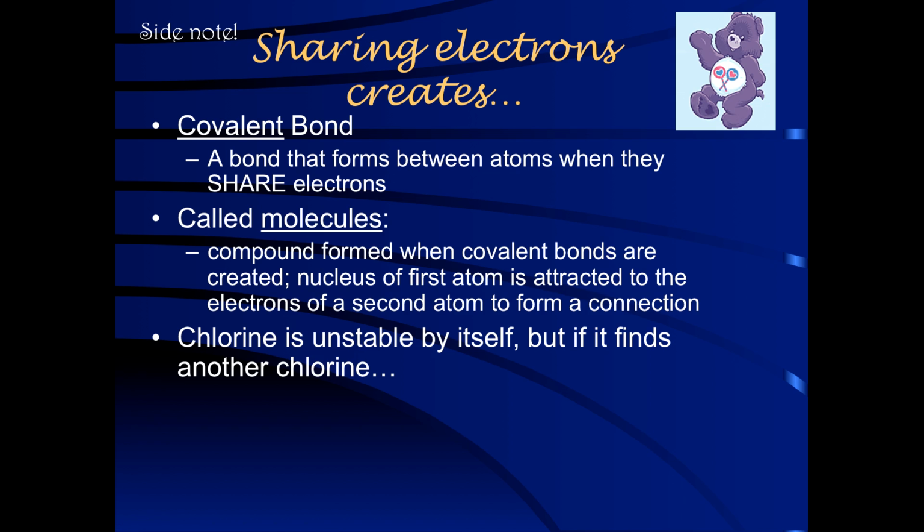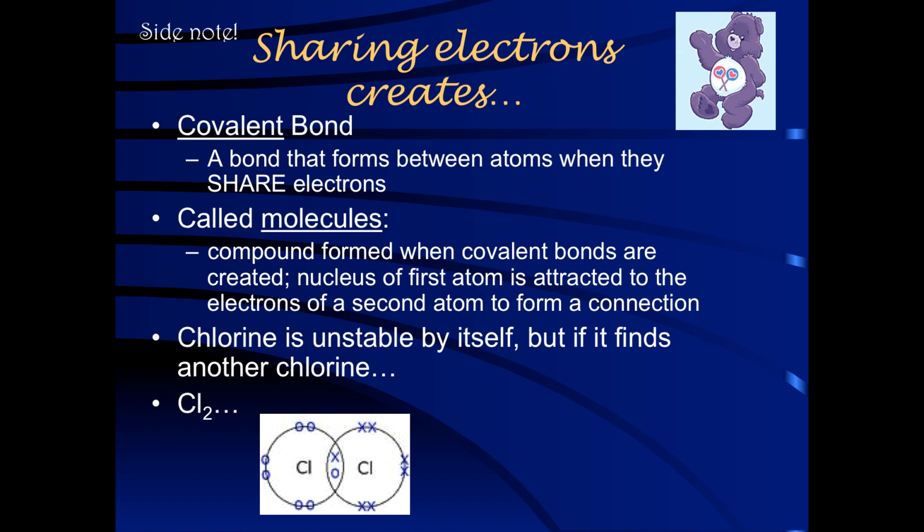Chlorine is unstable by itself. But if it finds another chlorine, well, of course, both chlorine nuclei are going to be equally strong. So this chlorine can't pull these electrons away from the other chlorine. This chlorine can't pull these electrons away. Everything is attracted. This chlorine is attracting its own electrons and these electrons. This chlorine is attracting its own electrons and these electrons. But look, because of that sharing, now this chlorine has 1, 2, 3, 4, 5, 6, 7, 8 valence electrons. This chlorine has 1, 2, 3, 4, 5, 6, 7, 8 valence electrons. So between them, they're both stable.